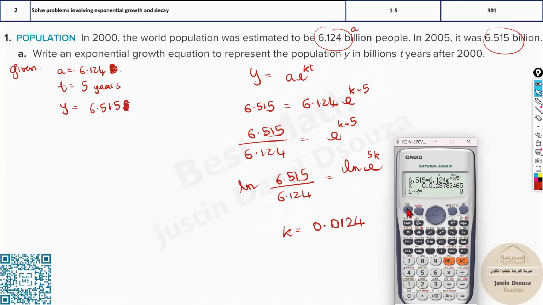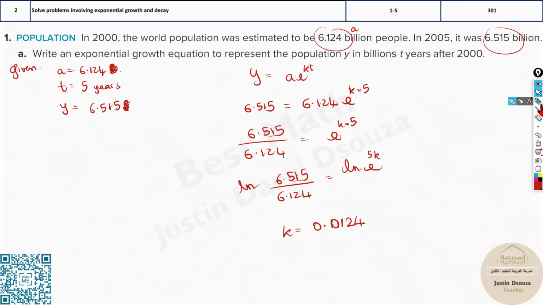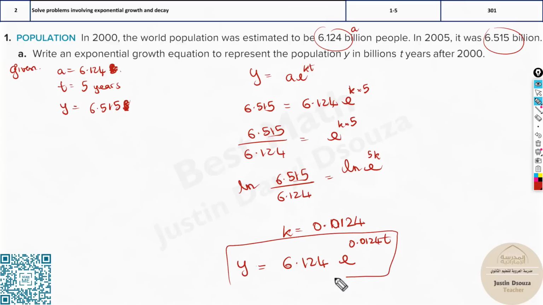So this is the same answer any way you do. That's the answer. But now look here. We just found the k value. For the part A, they have asked you the exponential equation. That's this growth equation. Now once you find the k value, you should write y is equal to, what is the initial A? Population is 6.124. e to the power 0.0124 times t. This is the equation they want in the part A.